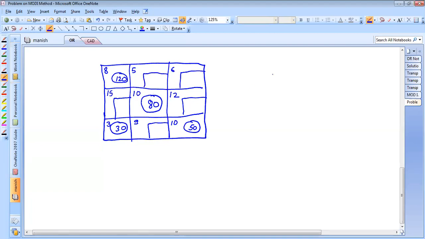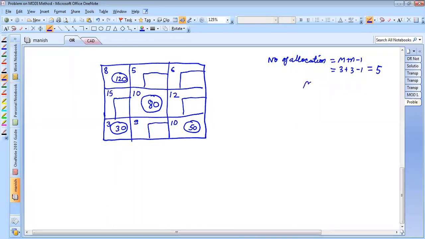Now, if this is the case, what is the number of allocations we require? Number of allocations is equal to m plus n minus 1. That is 3 plus 3 minus 1 is equal to 5. Correct? But now here it is 1, 2, 3 and 4.